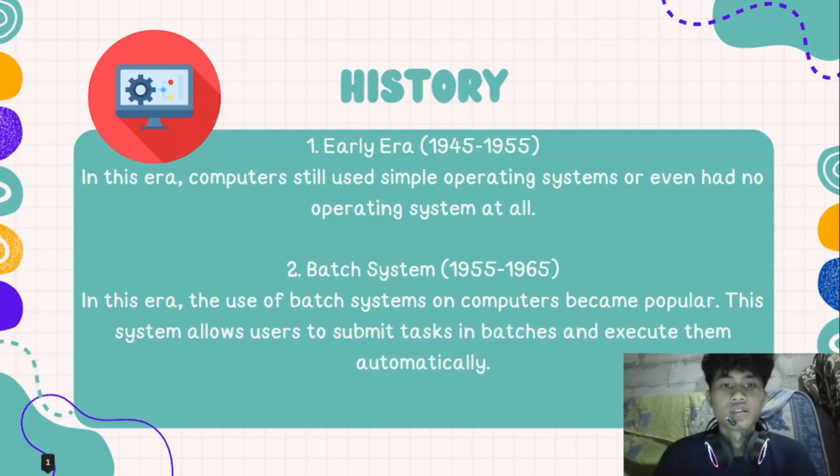History. In this slide, history 1. Early era. In this era, computers still used simple operating systems or even had no operating system at all. Number 2, batch system. In this era, the use of batch systems on computers became popular. This system allows users to submit tasks in batches and execute them automatically.